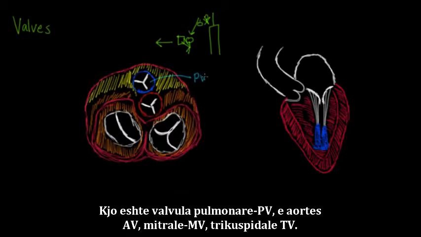This is the pulmonic valve, and I'll abbreviate that PV. This is the aortic valve, AV. This is the mitral valve, and this is the tricuspid valve.